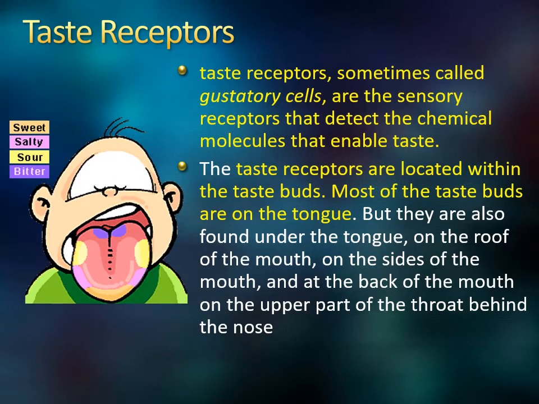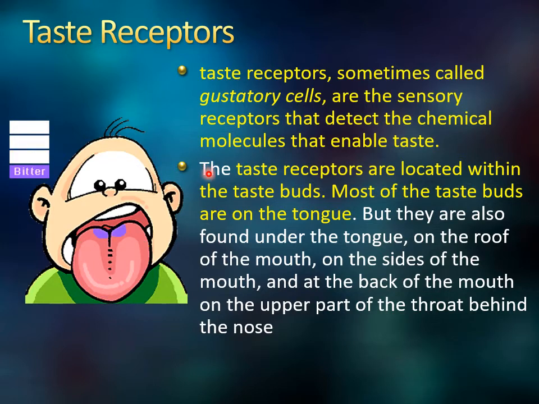So these are the taste receptors. Taste receptors are sometimes called gustatory cells. Remember, if you're doing taste perception, we're talking about gustatory cells. Taste receptors are gustatory cells, and these are the sensory receptors that detect the chemical molecules that enable taste. You need to highlight that bit there. They detect the chemical molecules, not the food itself, but the molecules of the food.